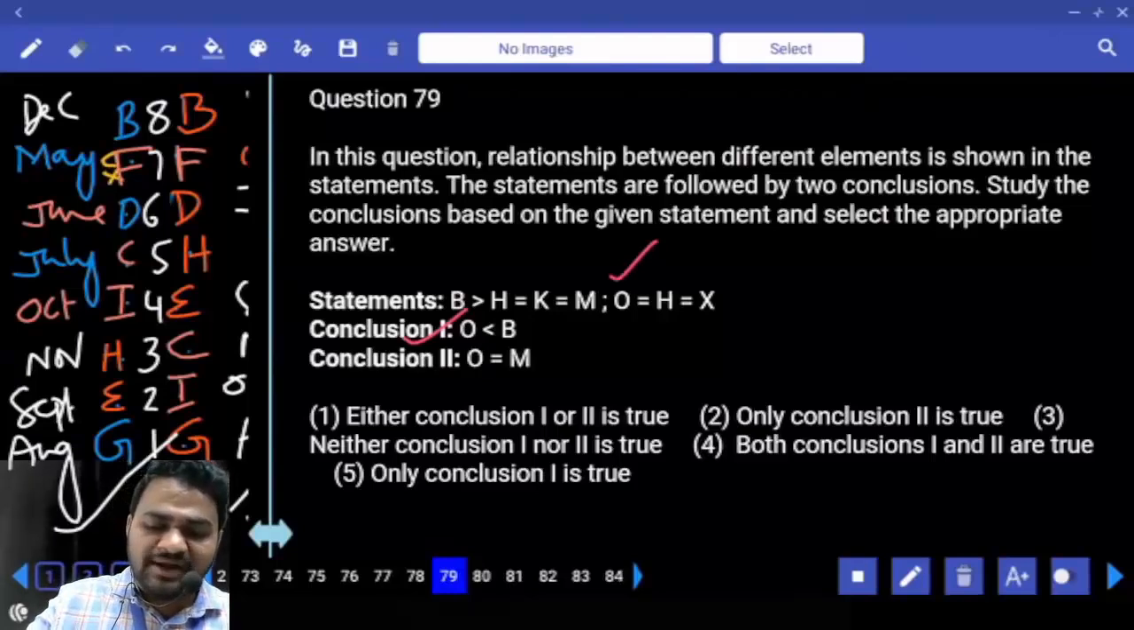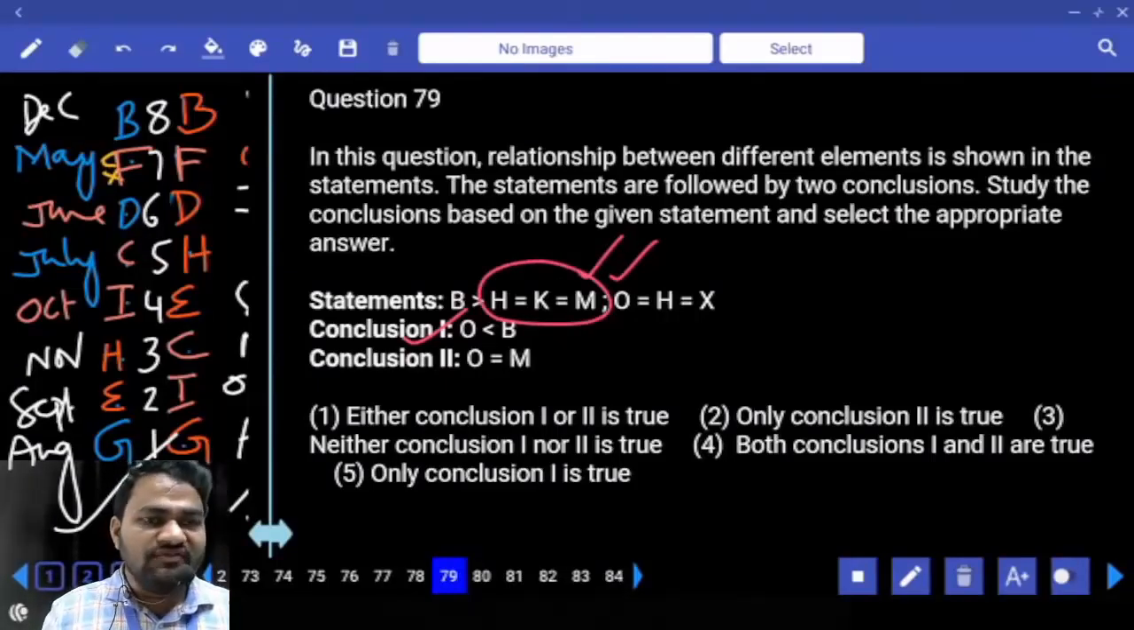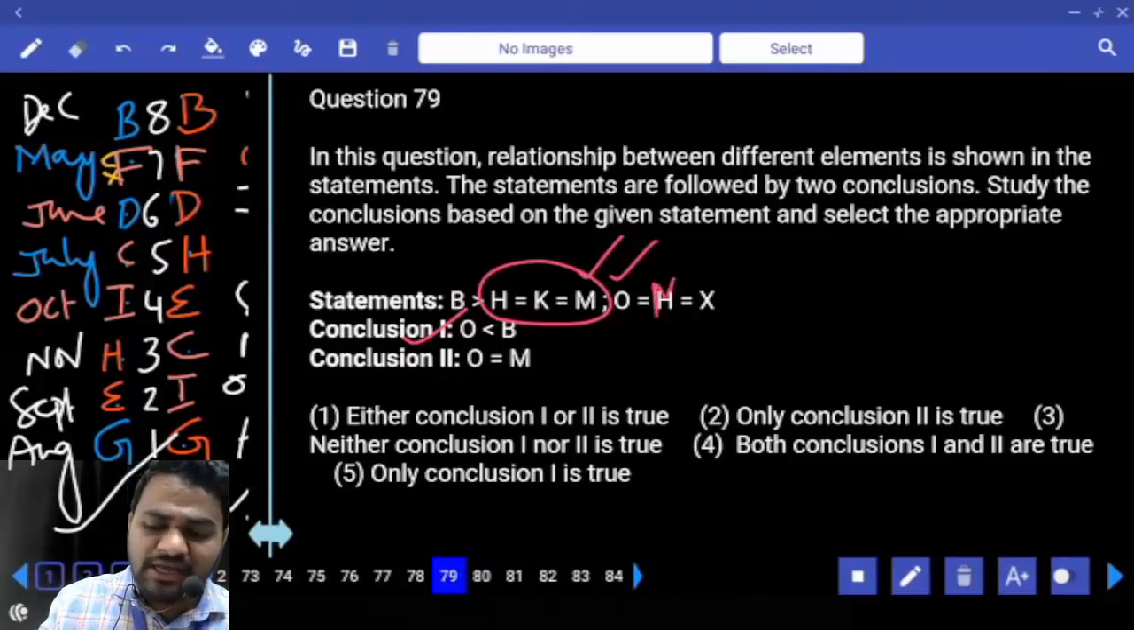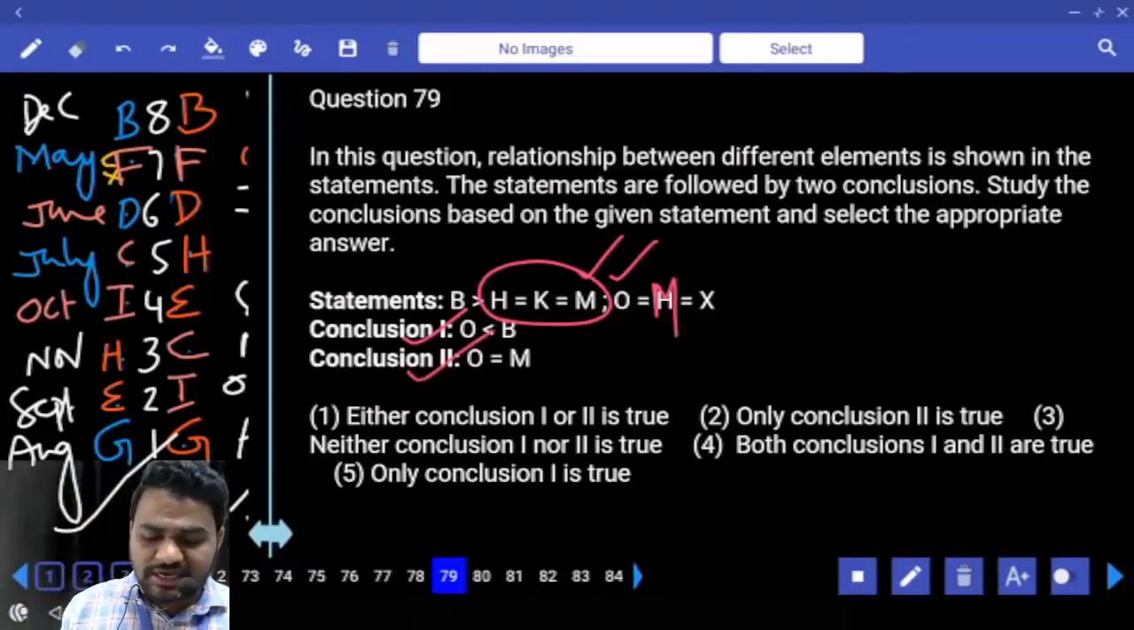Next, O equal to M. It is O and then it is M. Clearly H equal to M. If it is H equal to M, I can replace H with M. Again O equal to M. This is also true.